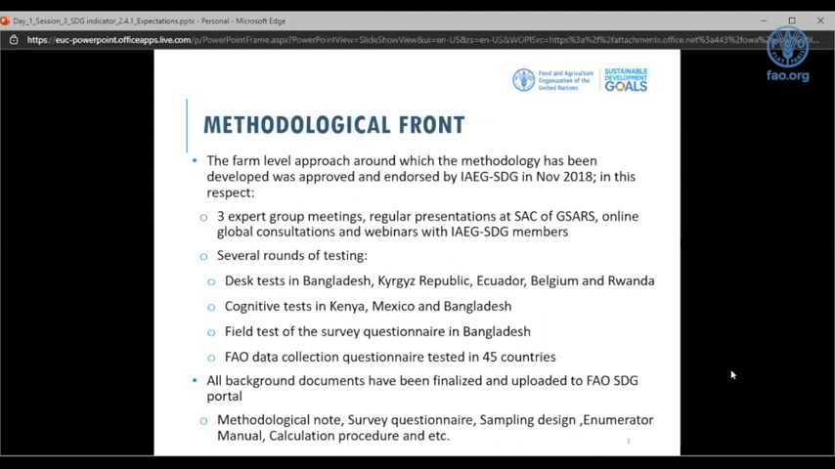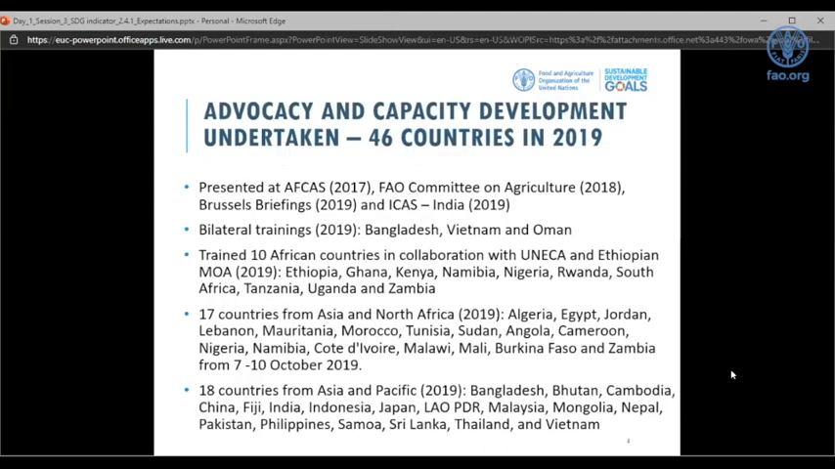We presented the methodology at several events, at AFCAS, at the FAO Committee on Agriculture, at the Brussels briefing, and at ICAS in India in 2019. We conducted bilateral training in 2019 for Bangladesh, Vietnam, and Oman. We trained 10 African countries in collaboration with UNECA for the African region, and 17 countries from Asia and North Africa.